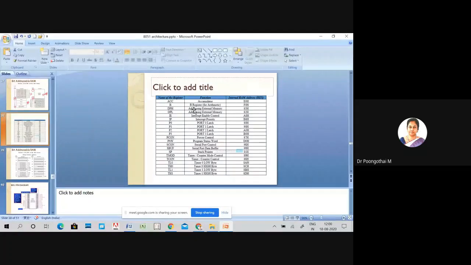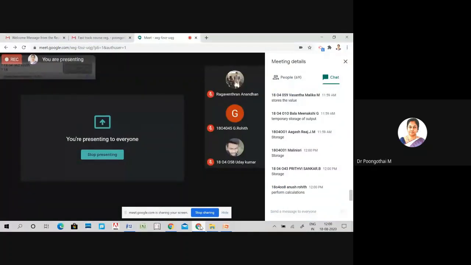What is B register? Ma'am, it stores the temporary data. And what is the main purpose of B register? Ma'am, math operation only, ma'am. Yeah, it is used for mathematical operation, that is multiplication and division. So it is used for multiplication and division.